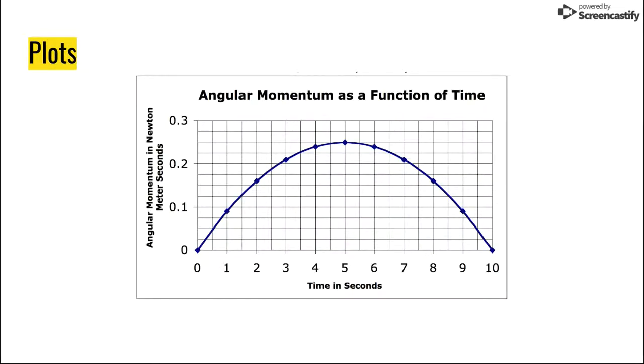If we were to plot angular momentum over time, we would see that momentum is conserved and eventually would give us slower speeds.